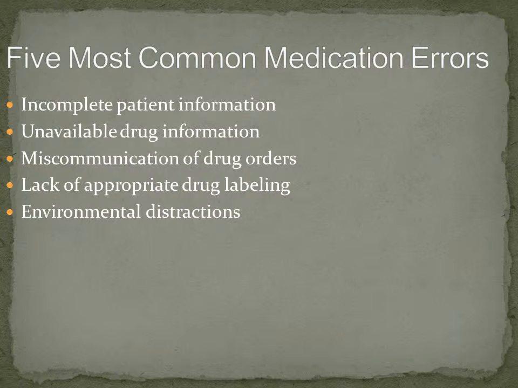Miscommunication of drug orders often can be when, for example, a verbal order is miscommunicated. A lack of appropriate drug labeling is another. Things aren't labeled appropriately, dosages aren't transposed appropriately, and environmental distractions. And we talked again about that in a project where there's discussion about having a safe area, an area that isn't full of distractions, for nurses to be able to fill those drug orders so that they aren't interrupted and make foolish errors that they might not otherwise.